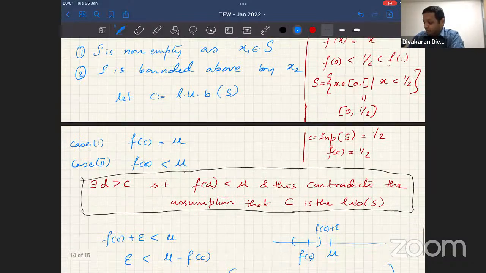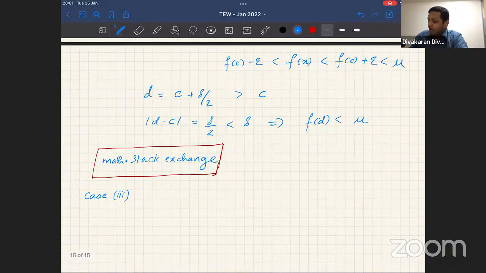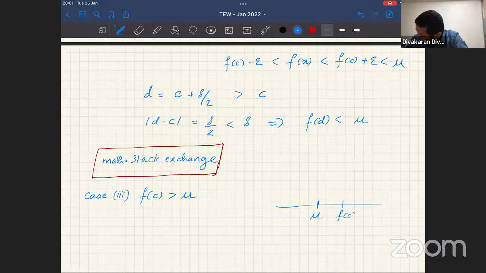So there are three possibilities. f of c is less than mu, f of c is equal to mu, and f of c is greater than mu. This possibility is also there. Let's try to understand. The proof is very similar actually. So notice what happens in this case. There is mu and there is f of c here.